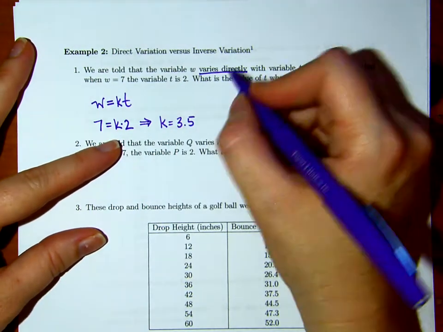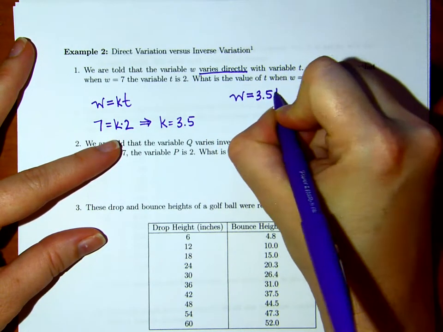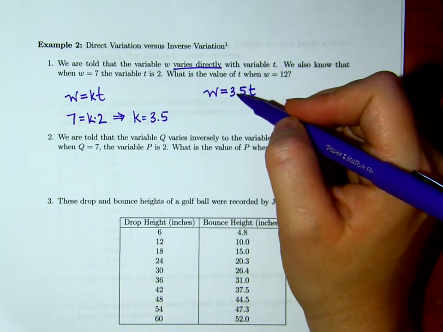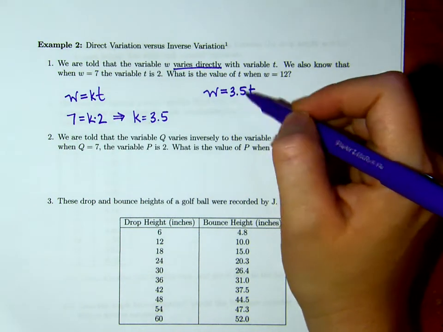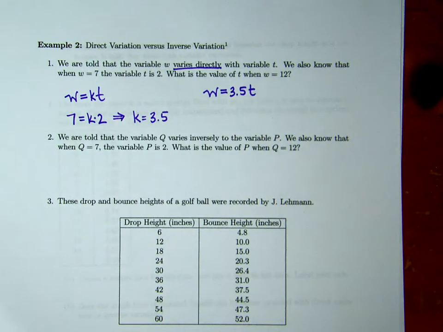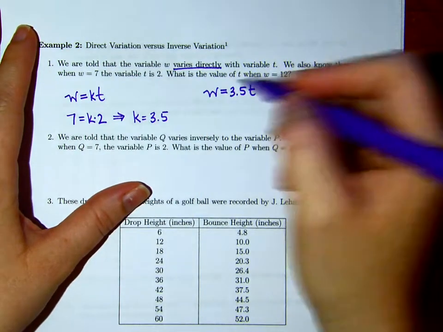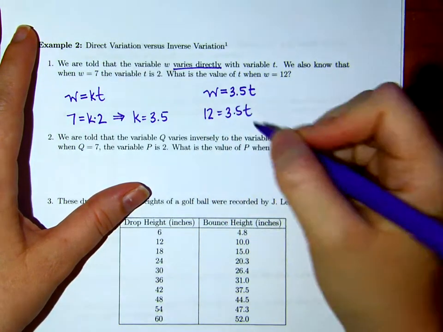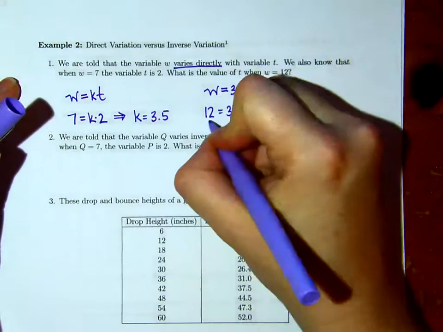Okay, so now we know that w is equal to 3.5 times t. So there's our scalar. Our unit ratio is that if we have the value for t, we scale it up by 3.5, and that gives us our amount of w's. What is the value of t when w is 12? Well, when w is 12, that means we need to scale it down by 3.5. So let's go ahead and do that.